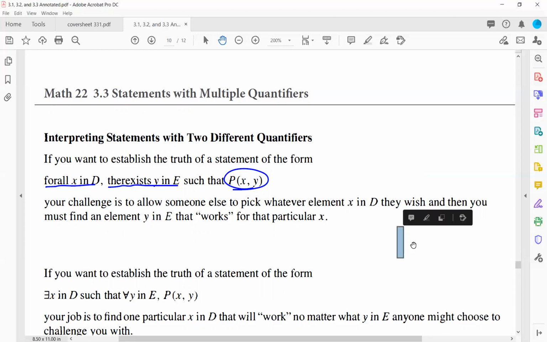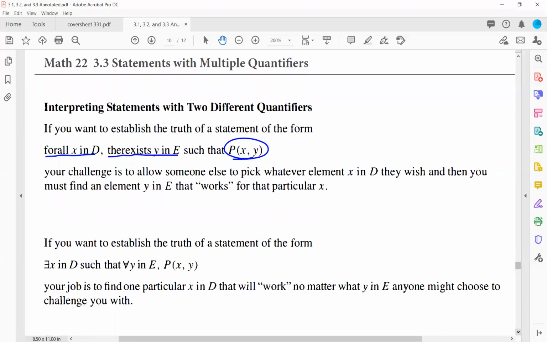But what if you have there is x in D such that for any random y in E, P of x and y? It means that your job is to find one x in D that works for any y in E. That's the difference between these two.